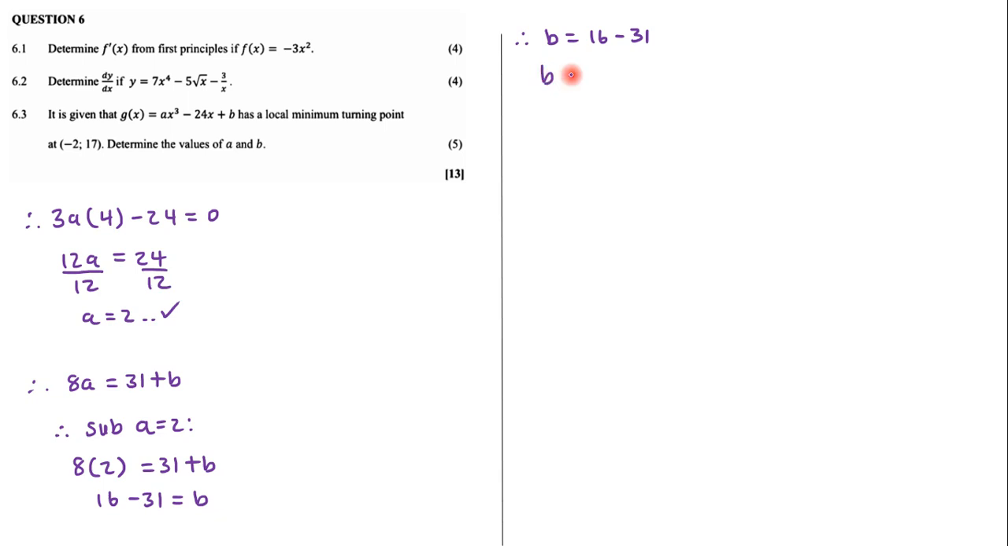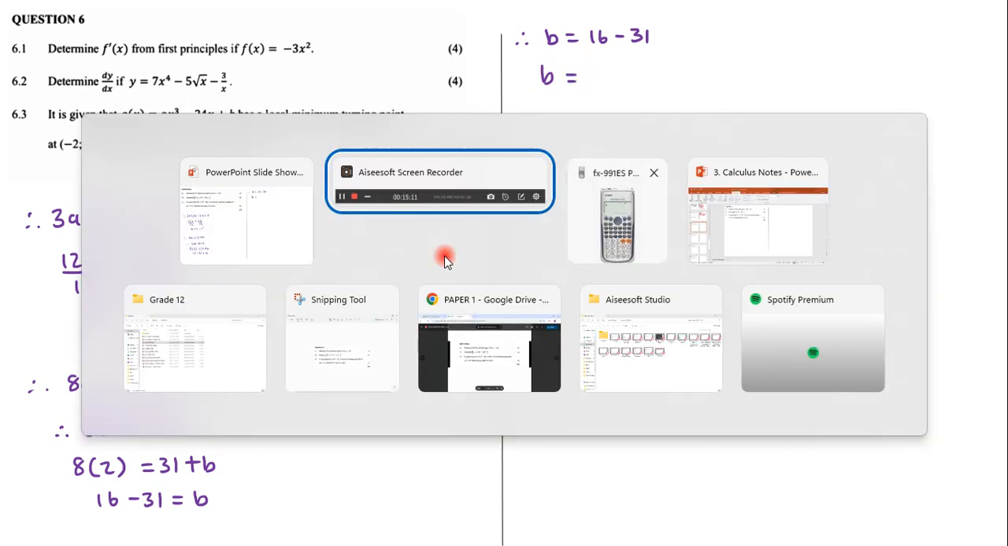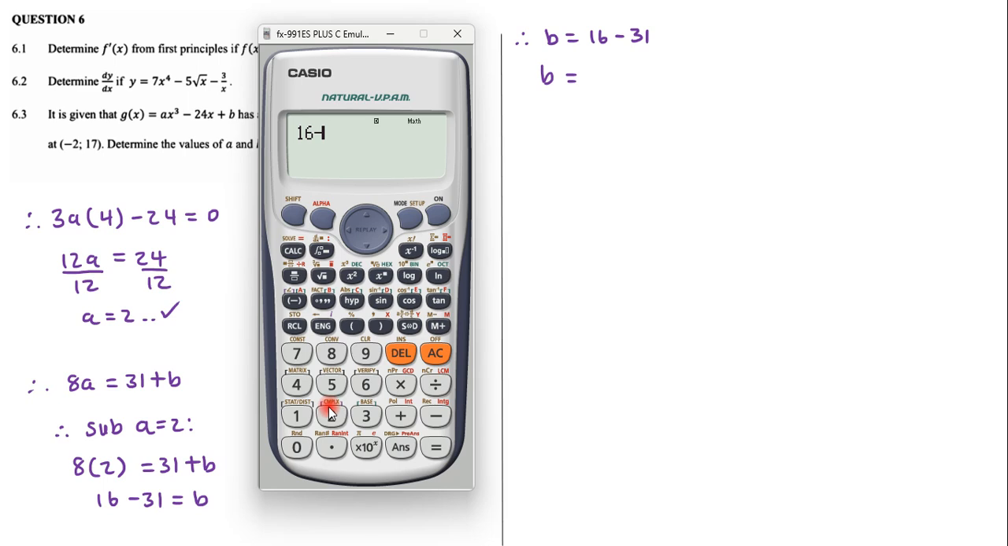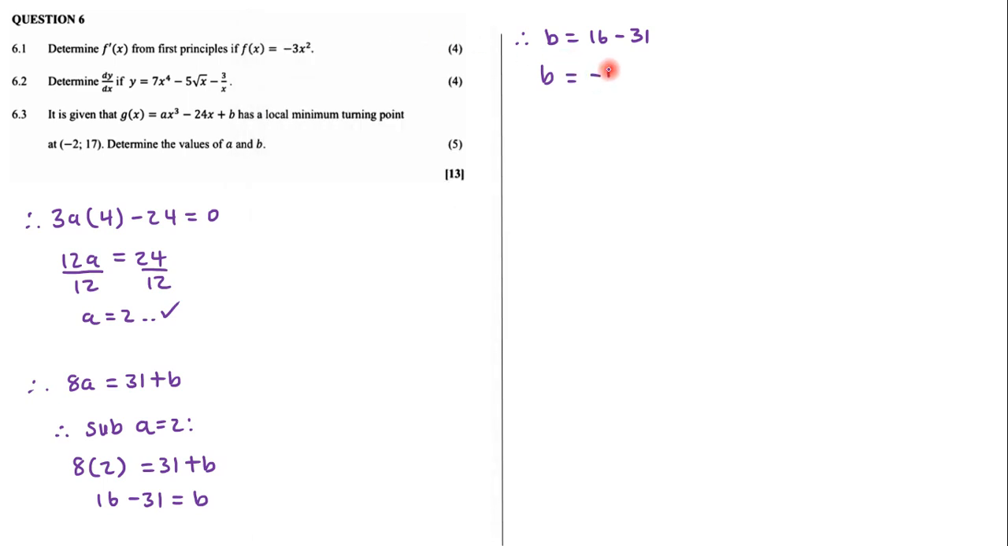And then now going to my calculator, 16 minus 31 gives me minus 15. So my value is minus 15. So therefore a is 2 and b is minus 15, and that is how we basically solve this question. And that is all for this video.